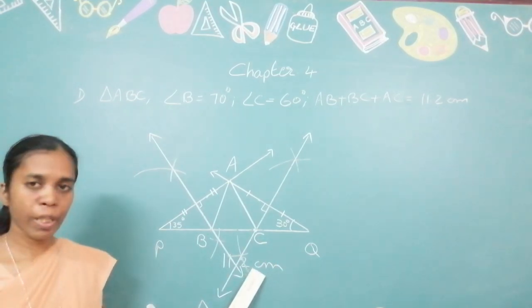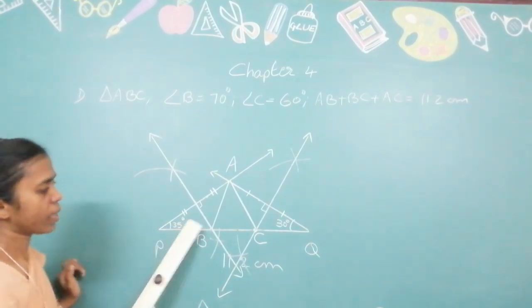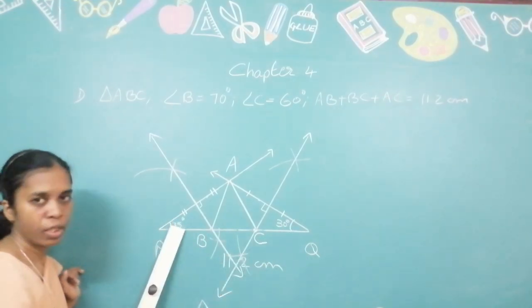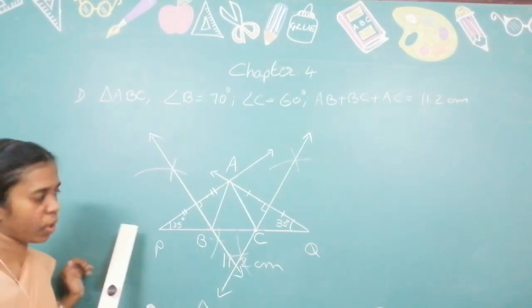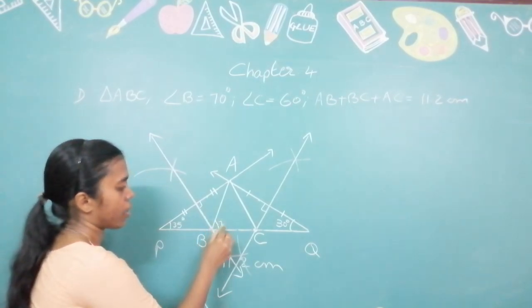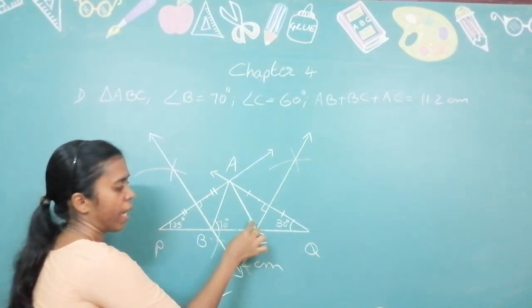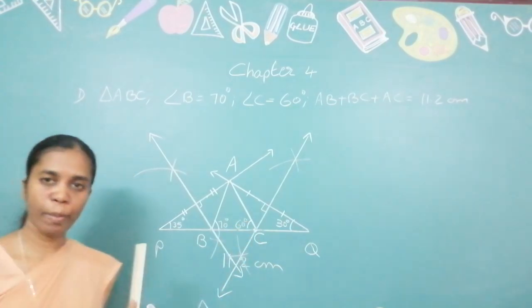Now in this diagram, the measure of the perimeter of the base you should be marking over here. These angles you have to mention. Perpendicular bisector signs and bisector signs you have to mark. Angle B is 70 degrees, you have to mark. Angle C is 60 degrees, that also you have to mark.